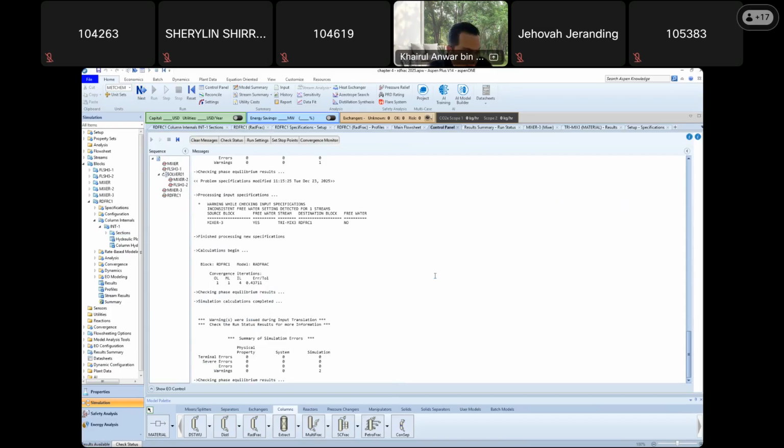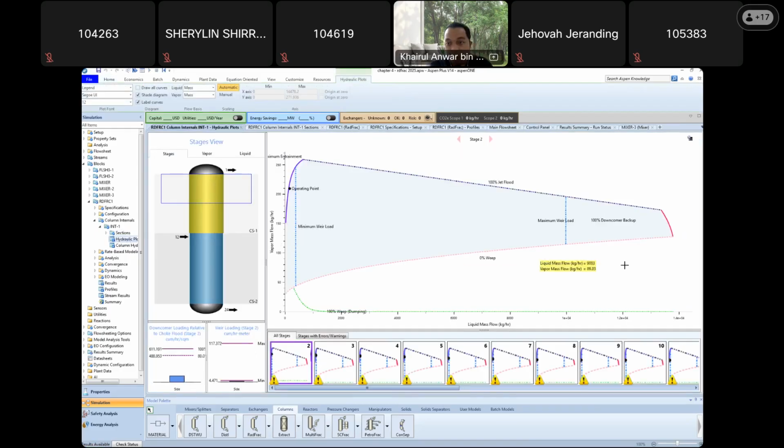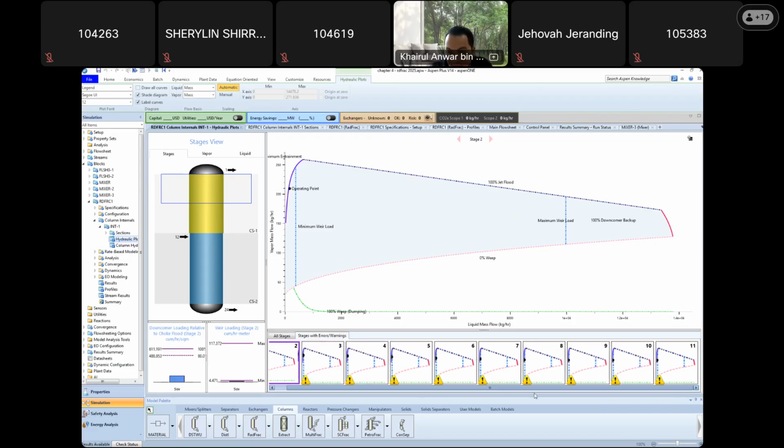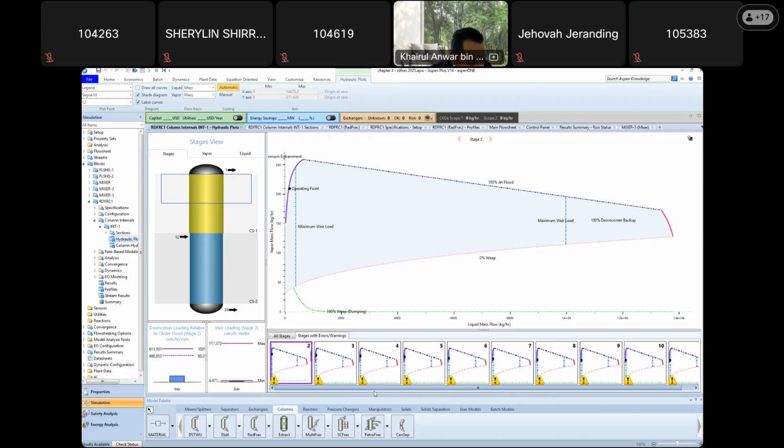Go to INT1 hydraulic flow. Okay, this is the hydraulic flow. Select stages with error or warning. Stages with error or warning are below. How many? 2 to 11. See what type of error or warning there is. The simulator shows that there are problems with the first section, stages 2 to 11.